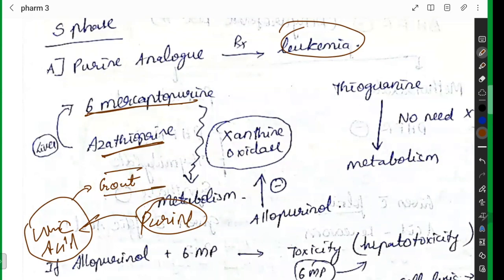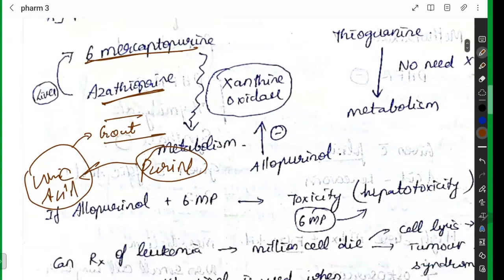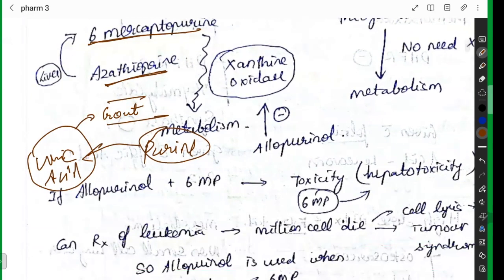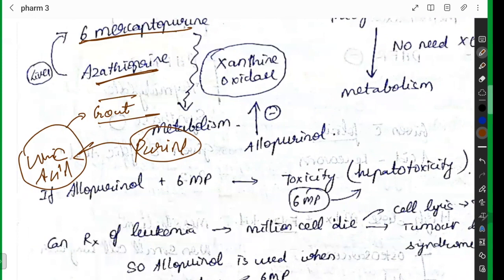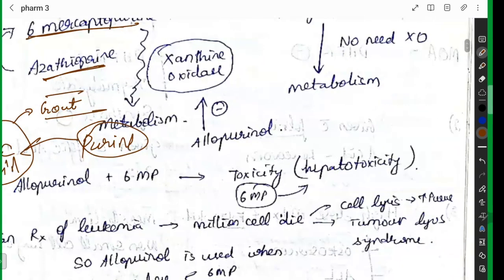So what you will think is, okay, I will add allopurinol. Now you give allopurinol to the patient. Allopurinol is going to inhibit what? Xanthine oxidase. Now when it inhibits xanthine oxidase, there is an excess amount of 6-mercaptopurine getting accumulated in your liver. When more 6-mercaptopurine accumulates in your liver, what happens? It leads to hepatotoxicity.